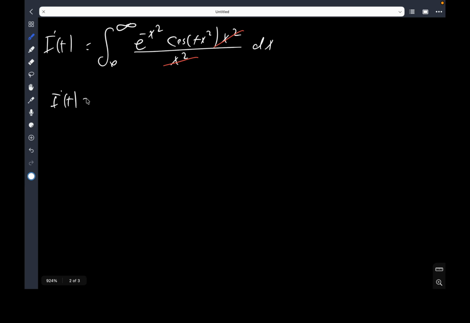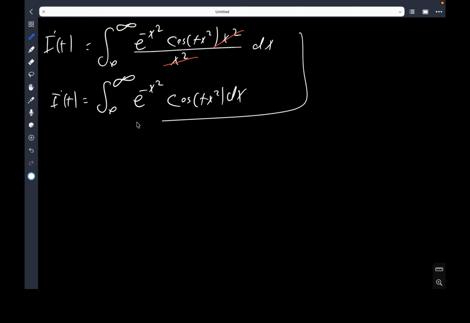My I prime of t is the integral from 0 to infinity of e to the negative x squared cosine of tx squared dx. And we're going to stop here.